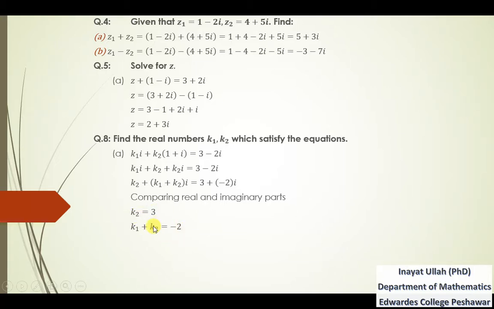Replacing k2 by 3 here, and shifting this 3 towards the right side to get k1 is equal to minus 5. So that is the value of k1. A very simple question.